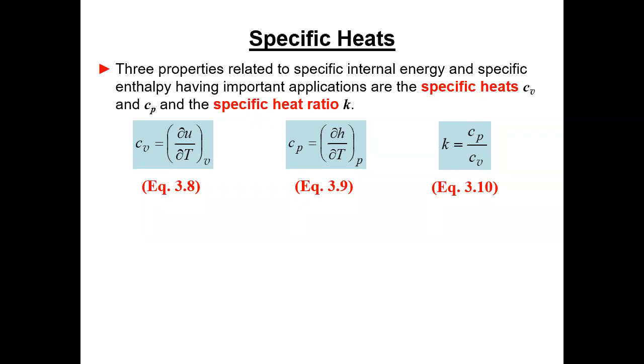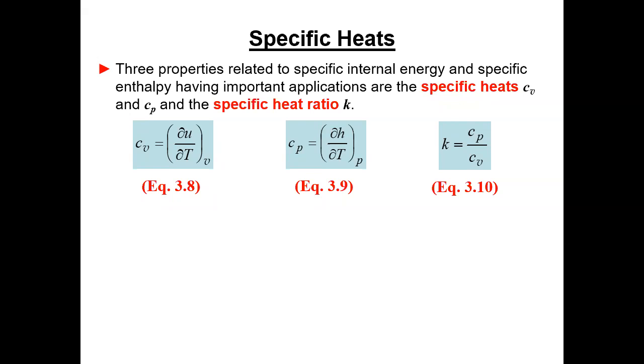CV is the partial of internal energy with respect to temperature at constant volume. So that's what that little V is to remind you of, that the assumption is that volume is held constant when the change in internal energy is evaluated. And so we will actually use this in a lot of cases.